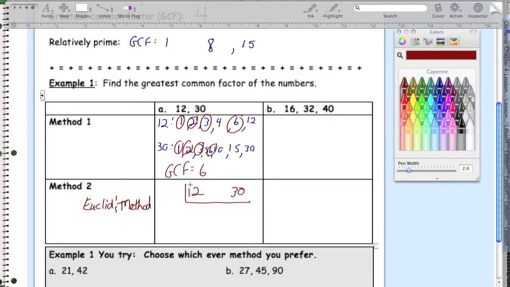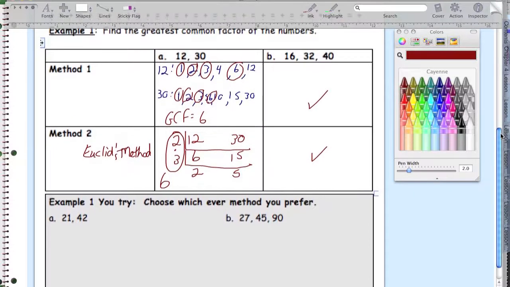So I want to see what goes into 12 and 30. Well, I know that 2 goes into 12 and 30. 2 goes into 12 6 times. 2 goes into 30 15 times. Is there anything that goes into both of these? Yep, there is. 3 goes into both of them. 3 goes into 6 twice. 3 goes into 15 5 times. Is there anything that goes into both of these? Nope, we're done. So that means I multiply this side, 2 times 3, and I get 6. And that's the same answer I got up here. Okay? This is also going to work for 3 numbers. Okay, so if you have 3 numbers you're using, the same thing will work.